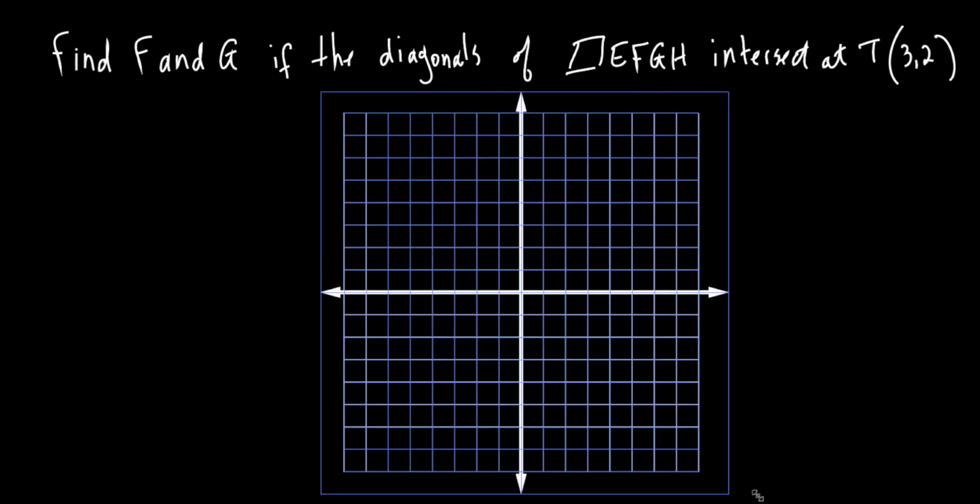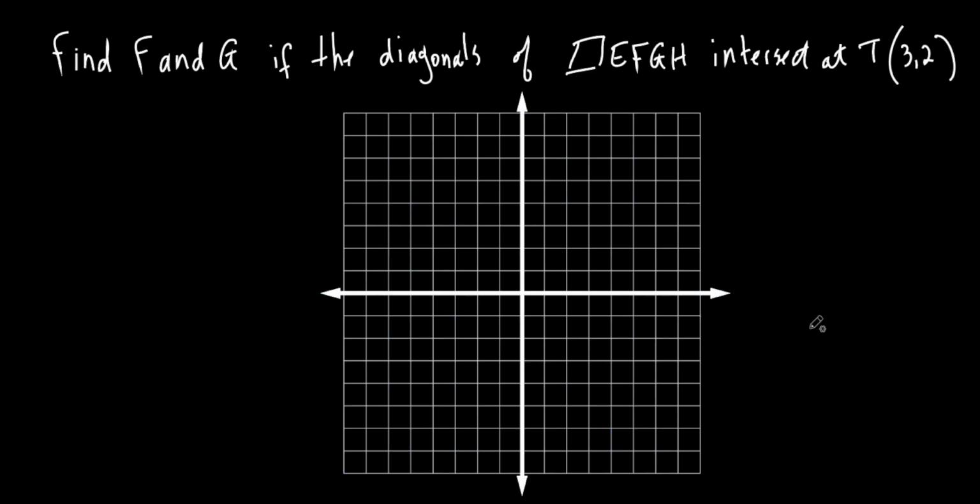You're like, what in the world is going on here? Well, let's put something in here. What's the first thing we could do? (3, 2), right. So 1, 2, 3, 1, 2. What point is that? Point T. All right, the problem says, find F and G if the diagonals of this parallelogram intersect right here. Do they give you anything else? I think they tell you E and H.